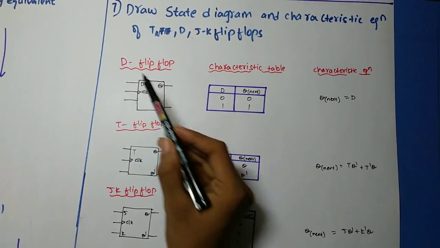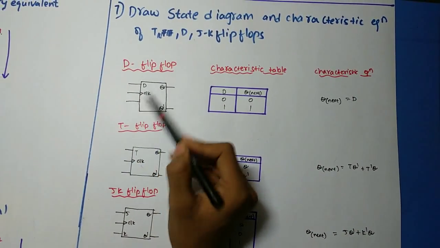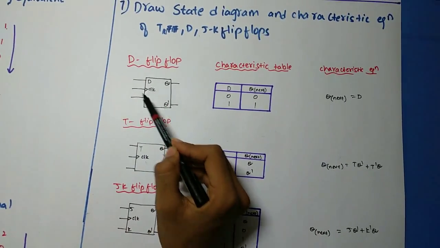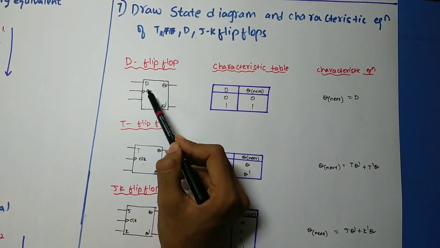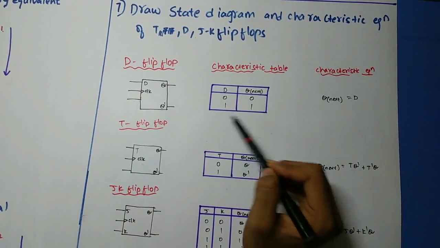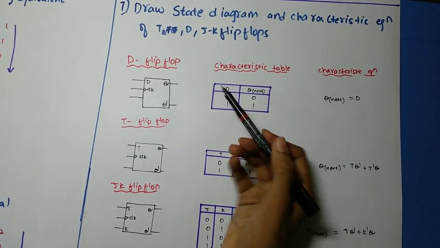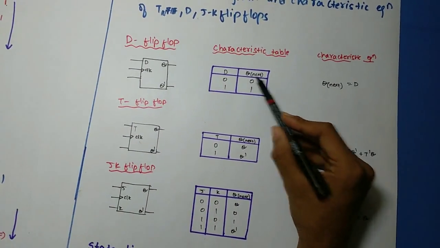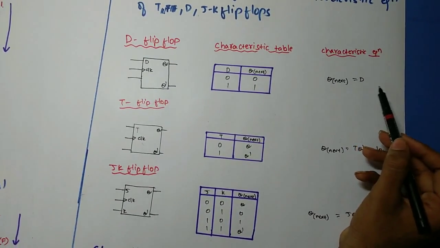So first I am going to tell you the diagram for the D flip-flop. This is the diagram for the D flip-flop. Here the input is D, and this is the clock we have put for the flip-flop, and this is the characteristic table for the D flip-flop, and from this we obtain the characteristic equation, that is Q next is equal to D.